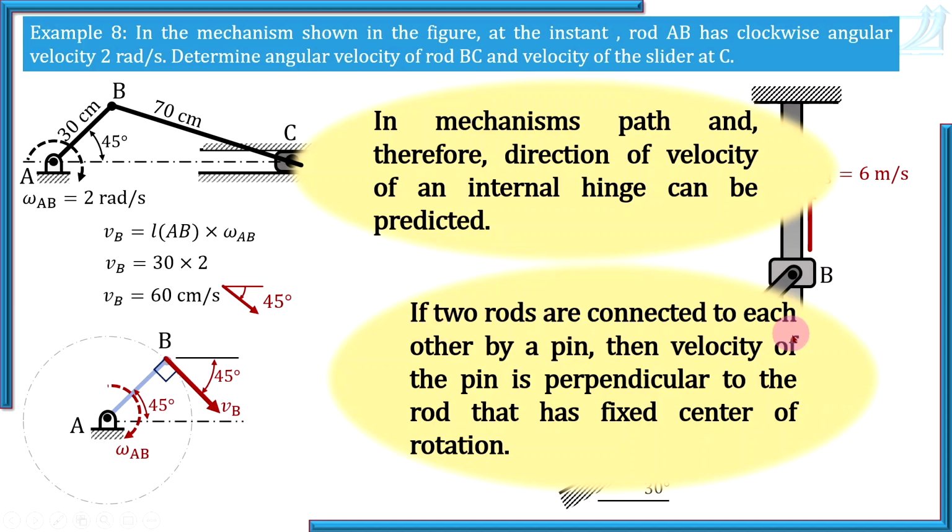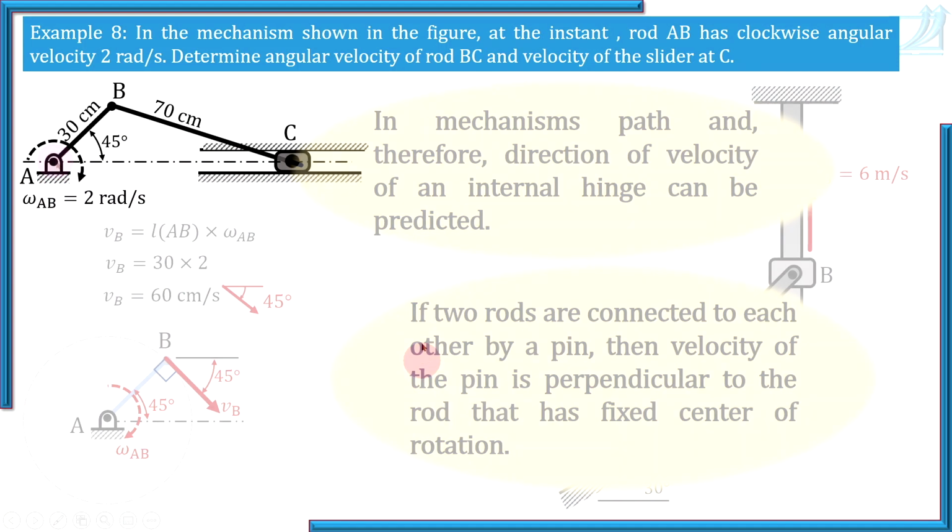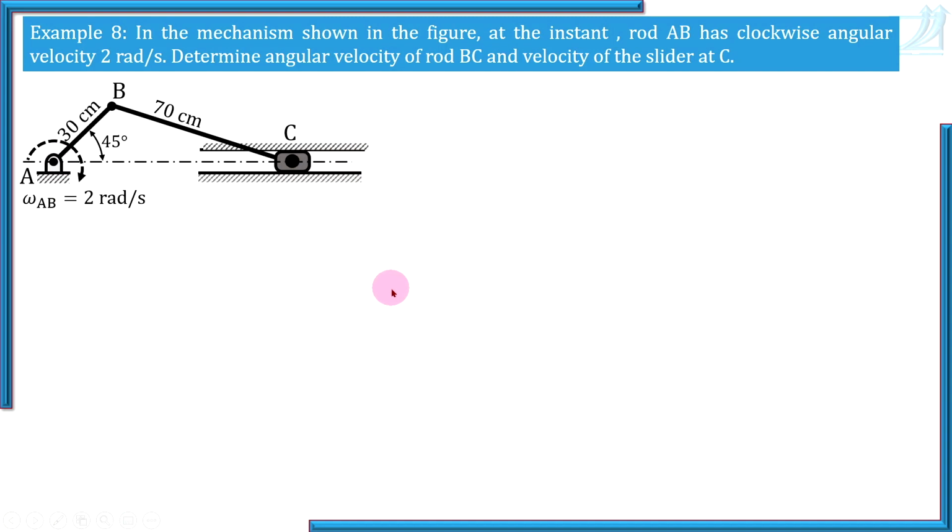If two rods are connected to each other by a pin, for example here pin B, two rods are connected, then velocity of the pin, that is velocity of this point B, is perpendicular to the rod that has fixed center of rotation. So velocity of B is perpendicular to rod AB because rod AB has fixed center of rotation. You can easily identify fixed center of rotation because it is a hinge support. Now we'll solve this problem the way you should solve in your exam.